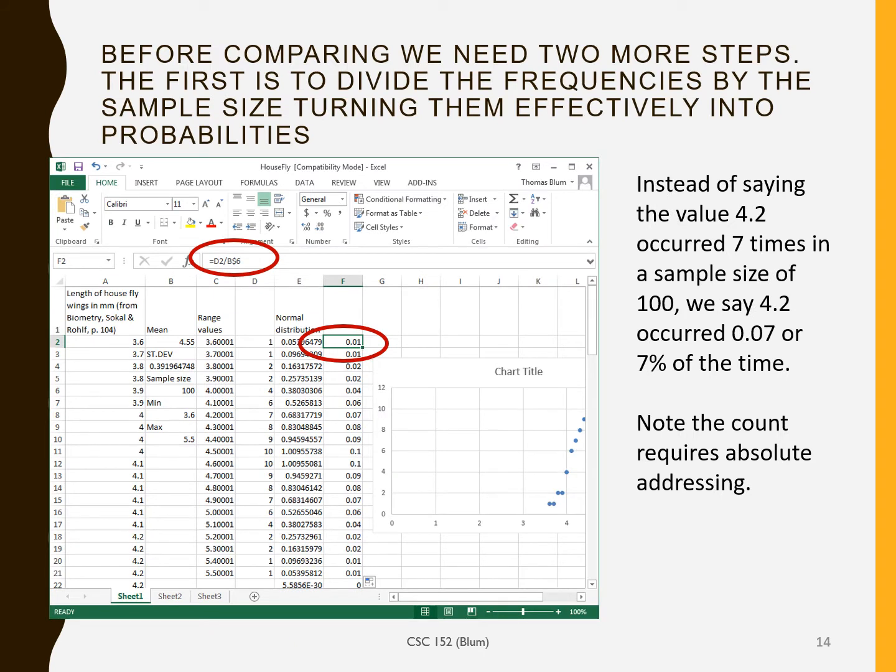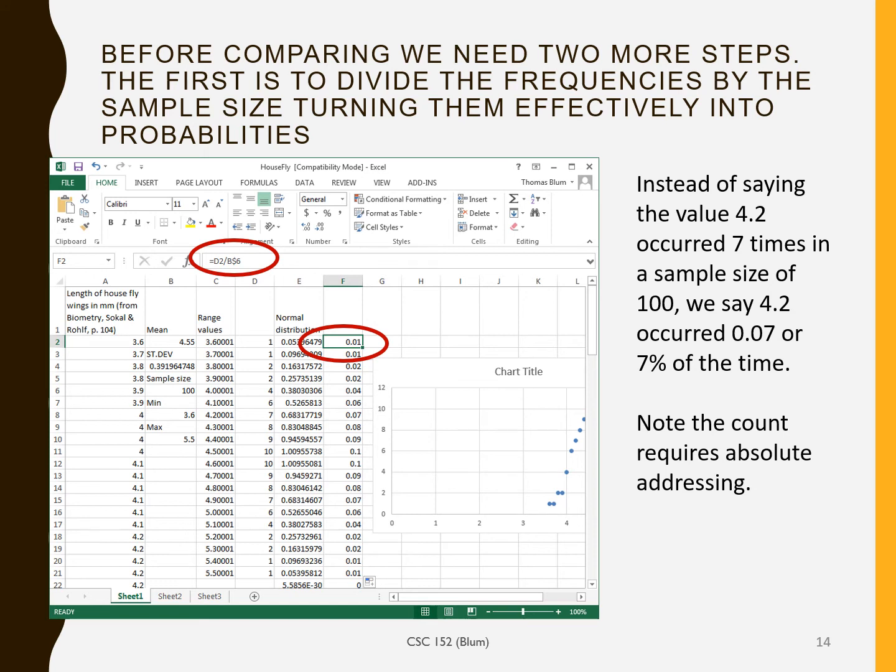If you look at columns D and E, you see we're not quite ready for a direct comparison. The numbers look vastly different, although they do have the same pattern. They peak at the same point. So our first step is to turn the frequencies that are in column D into percentages, and this will be closer to the sort of probability distribution that is the normal distribution. So instead of saying that the value 4.2 occurred 7 times with a sample size of 100, we want to say that 4.2 occurred 7% of the time, or 0.07.